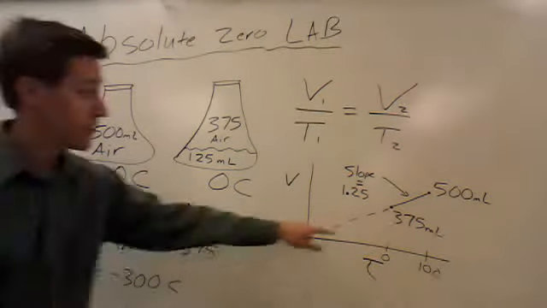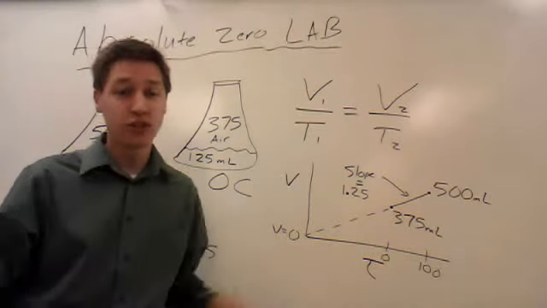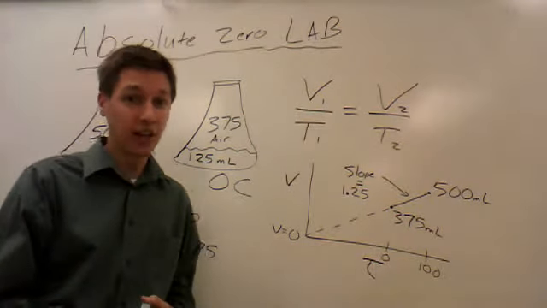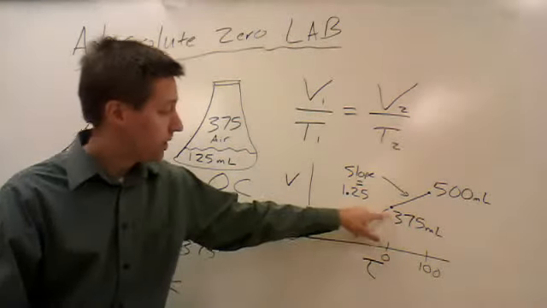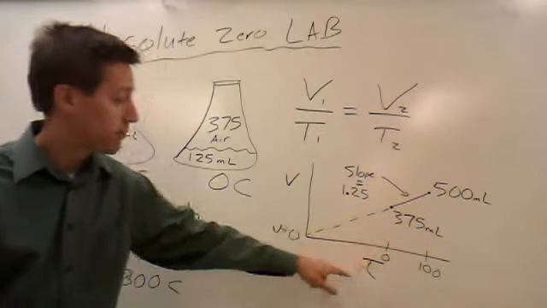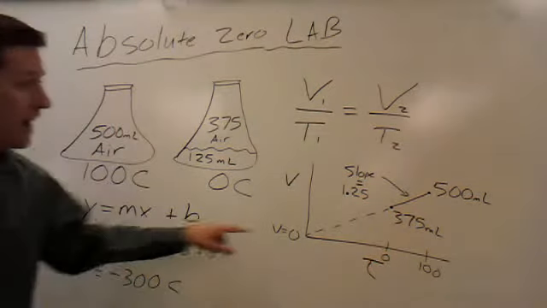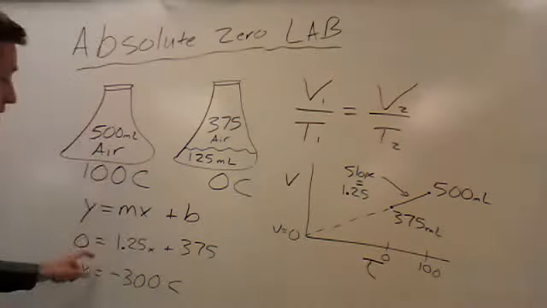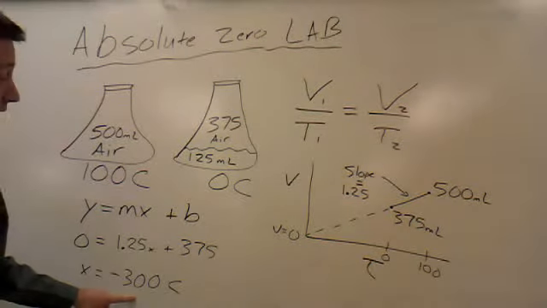This value here is a point of comparison. It's just at 0 degrees Celsius, how much space was the air taking up. And as you continue to go down from 0, how much below 0 is it? That's what x is going to be. How far below 0 is this? So when you solve this equation here, you get negative 300 degrees Celsius.